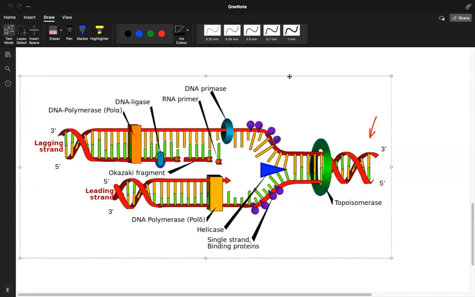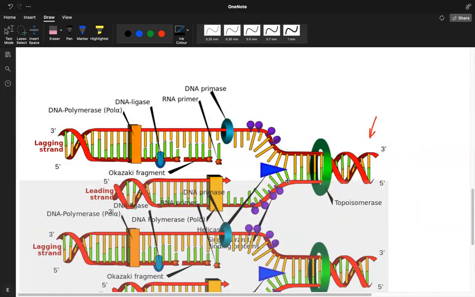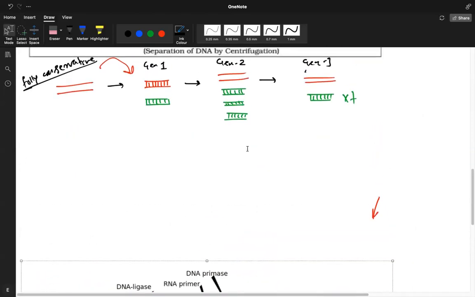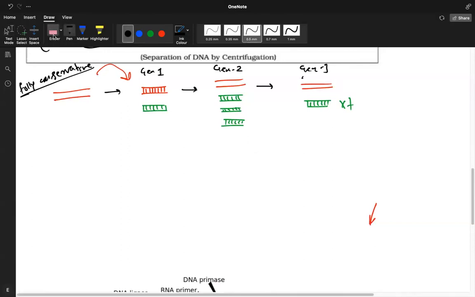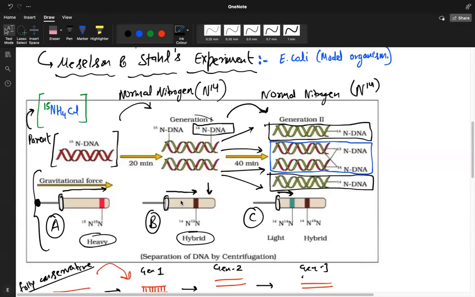So any doubts with respect to Meselson and Stahl's experiment? No doubts? Yes, I have a doubt. What we discussed is at the molecular level, right? But what is the difference between the molecular level and the chromosomal level? Yes. What we are discussing here is the DNA molecule, right? It's a good question. What is the difference between DNA replicating at a molecular level and a chromosomal level?